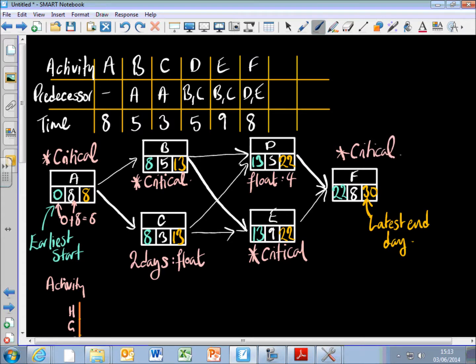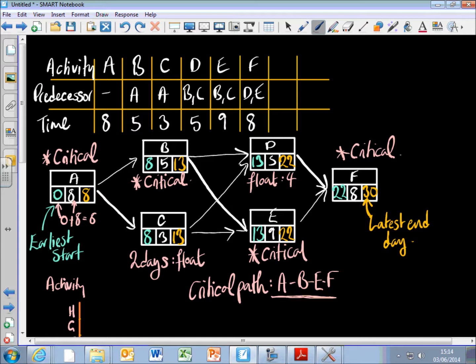Okay, so the critical path, the activities that need to be done, are A, B, E and F, and the other activities there's a little bit of leeway or float time involved with them. Okay, so that's the critical path and that's how we find it.